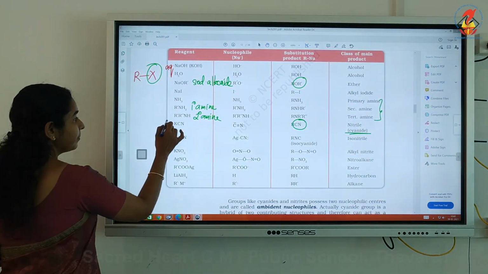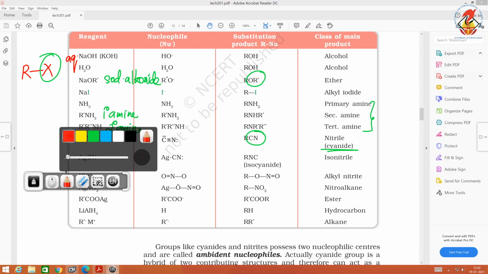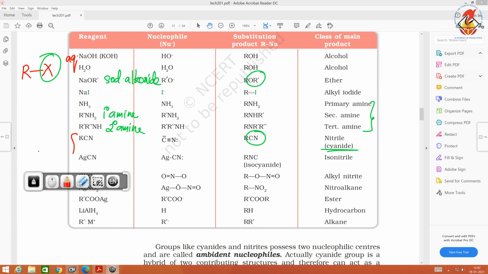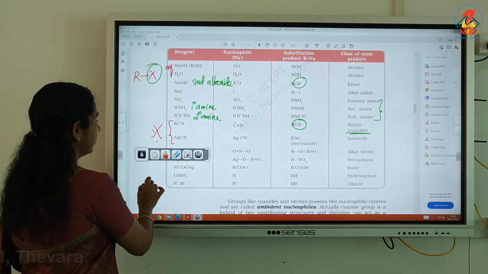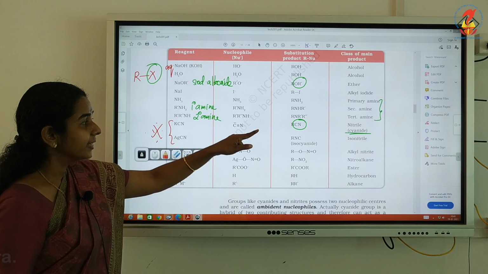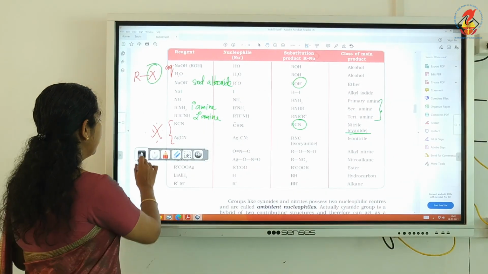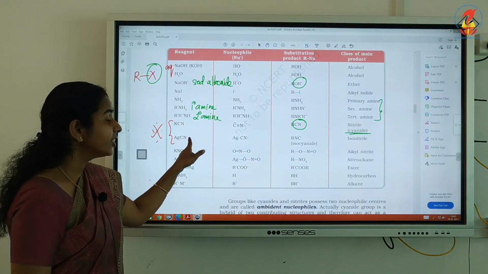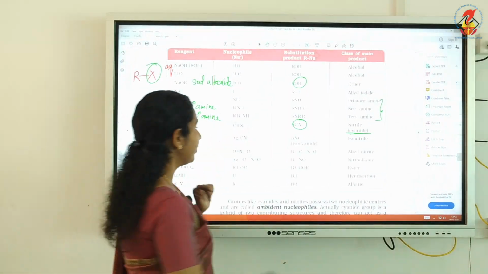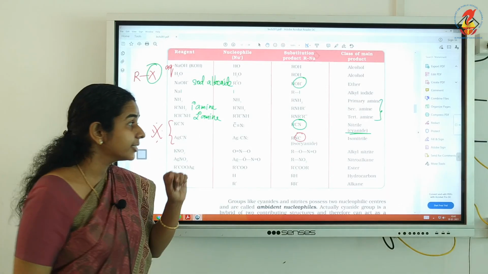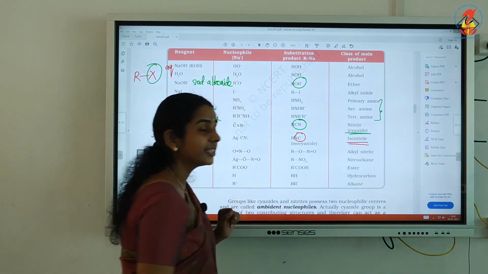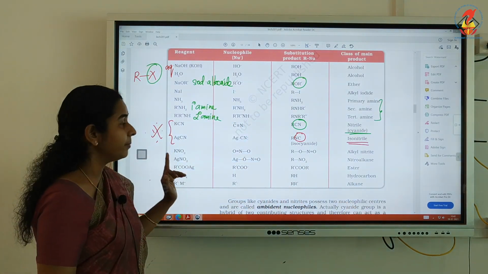At the same time, these two are very important questions. When KCN reacts, the product will be cyanides or nitriles. But when AgCN reacts, the X will be replaced by NC. NC is known as isocyanides or isonitrile. So these two are very important.